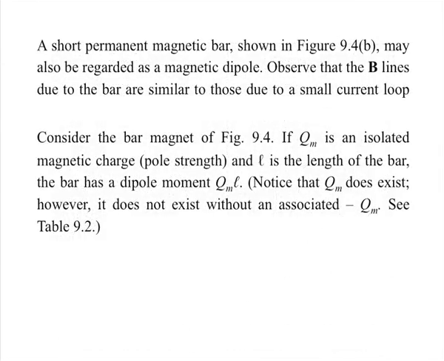Next, a short permanent magnetic bar shown in 9.4b may also be regarded as a magnetic dipole. It can be observed that the magnetic lines of force due to the bar are similar to those due to a small current loop. Consider the bar magnet shown in figure 9.4, where Qm is an isolated magnetic charge or the pole strength and L is the length of the bar. Then the dipole moment is given by Qm into L.